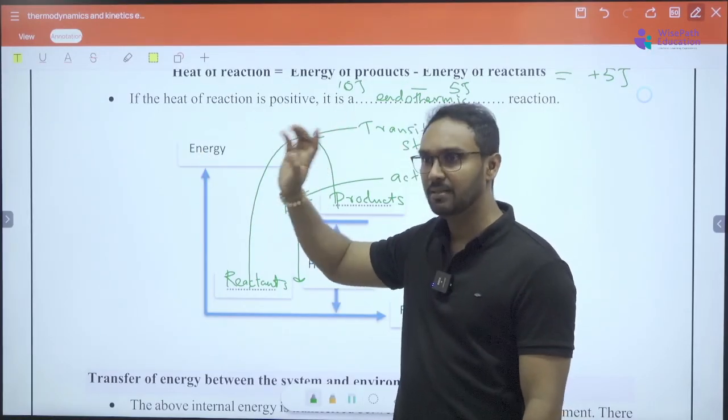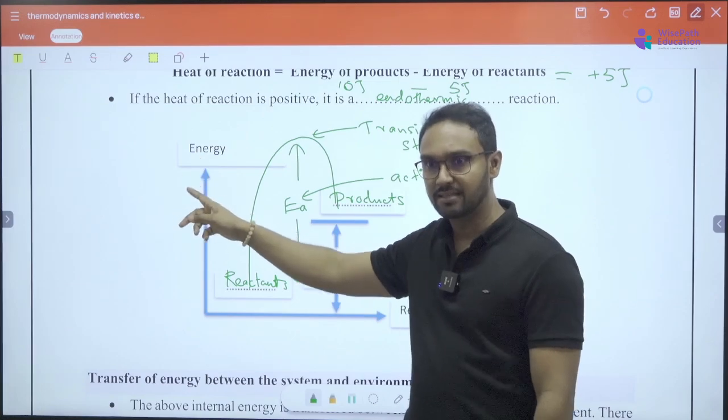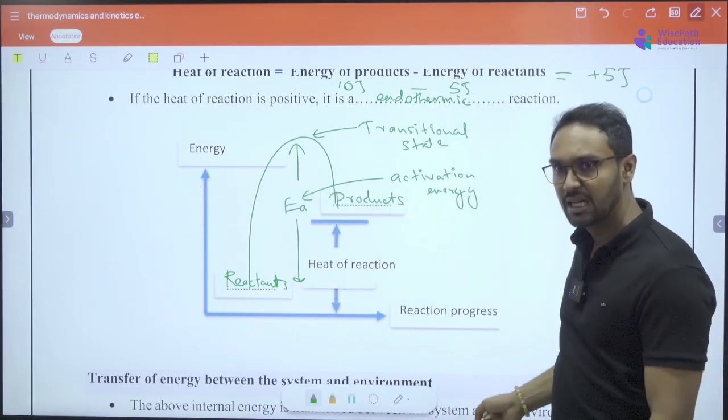Most of the time you forget the axes, energy and reaction progress.